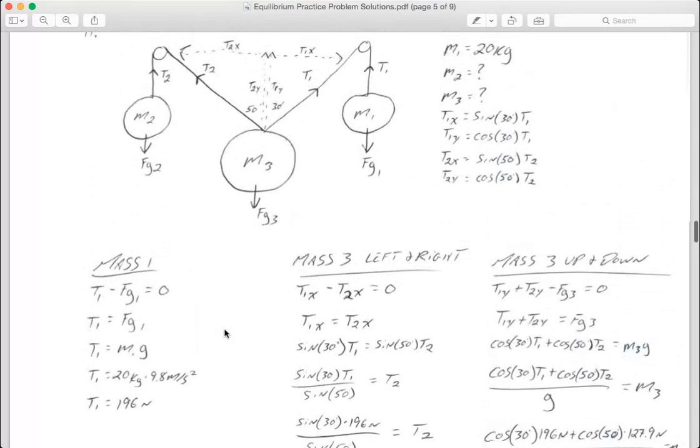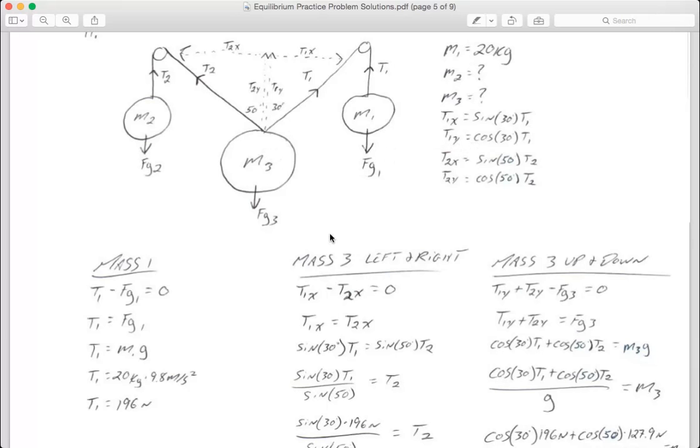Now I'm going to use that to take a look at mass number 3, because now I know some numbers here. I know this tension. I know that tension is 196 newtons. Because I looked and solved for T1x and T1y, I know that's sine of 30 or cosine of 30 times T1. And I know T1 is 196. I now know what T1x and T1y are if I want to plug those into my calculator.